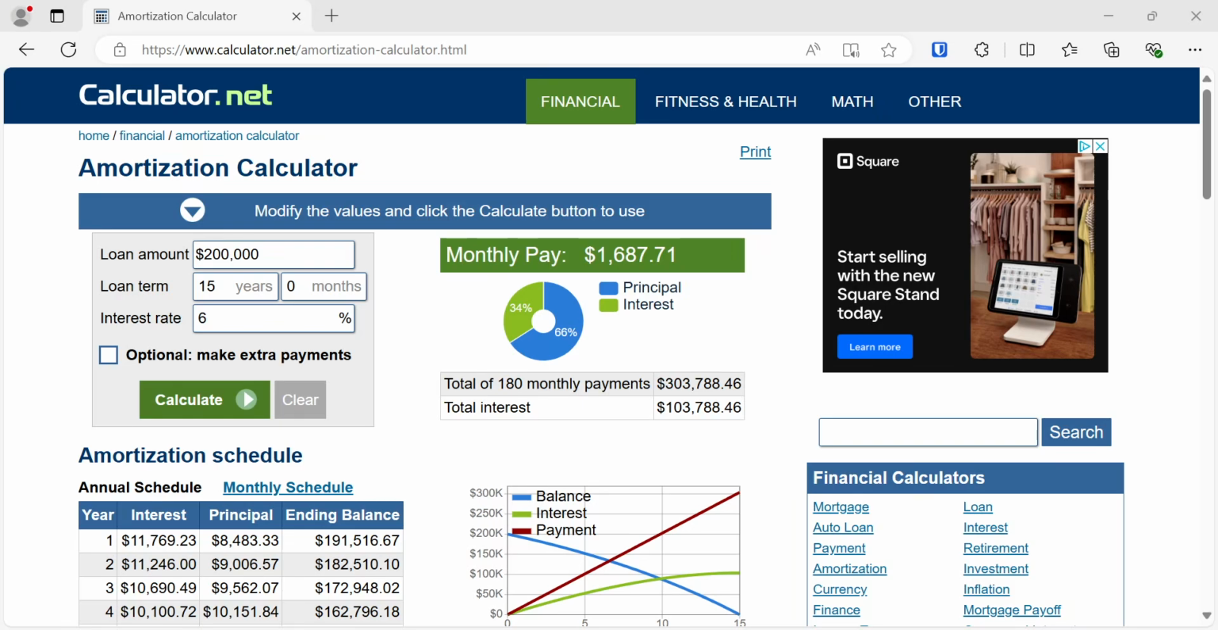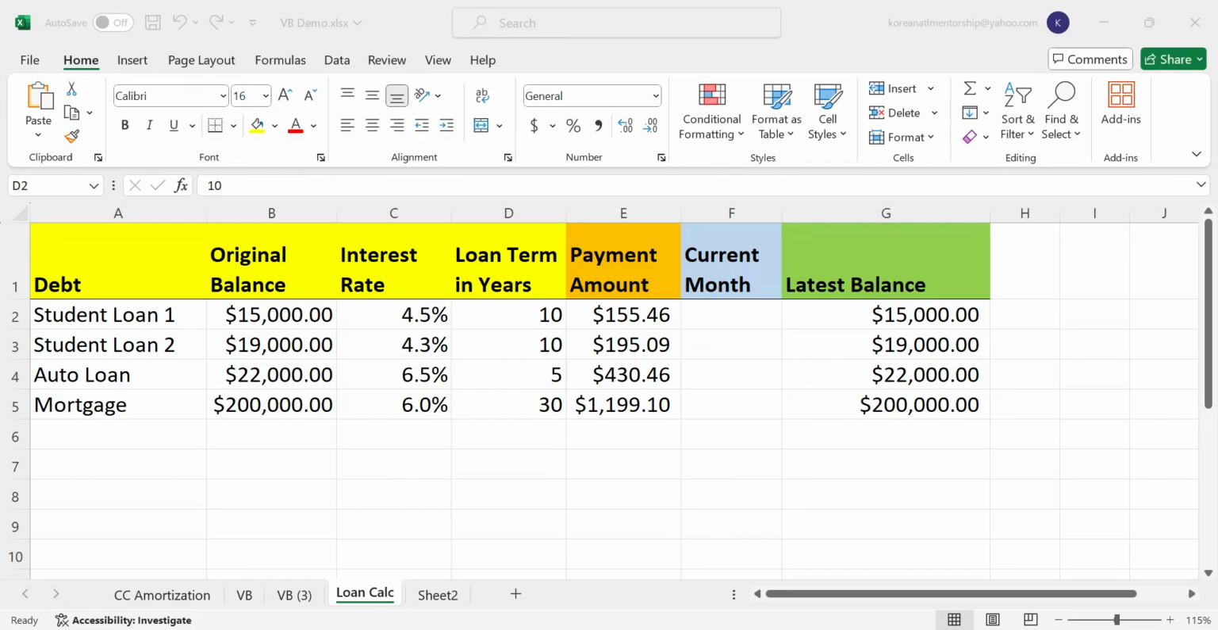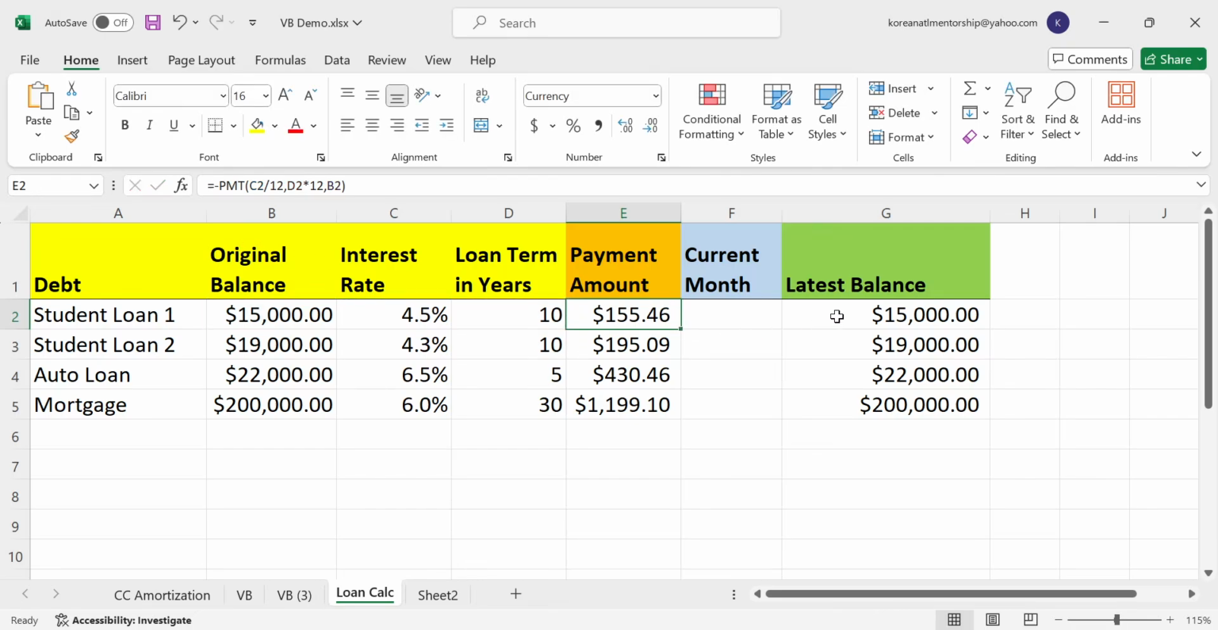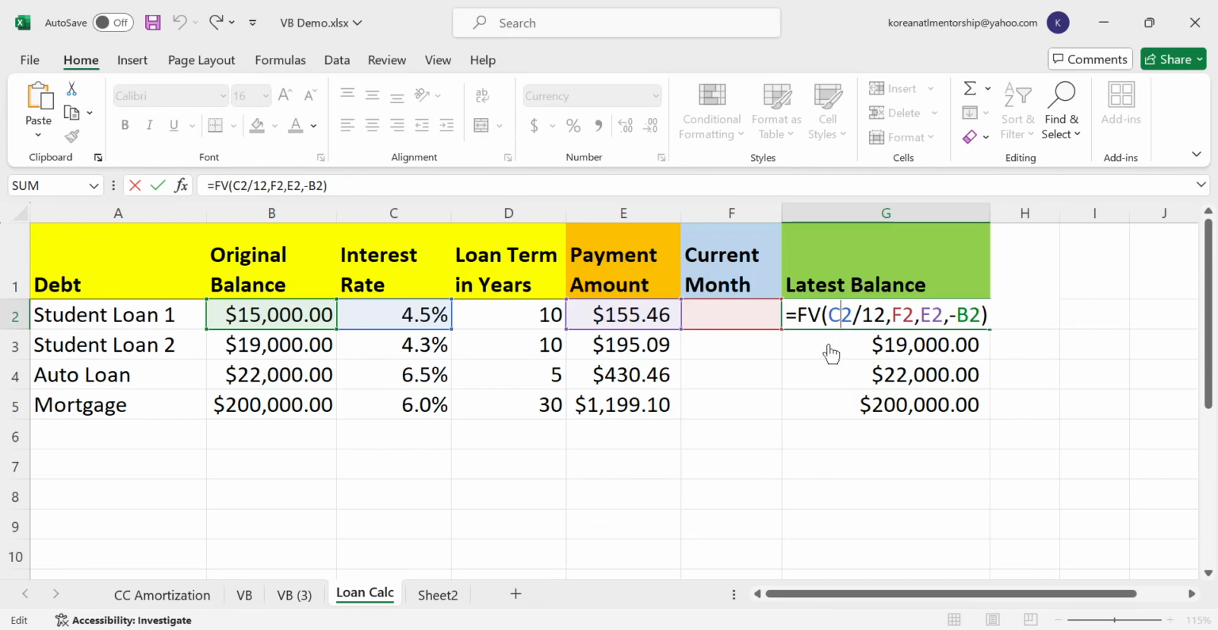So again, if you don't want to go to calculator.net and figure out the loan amortization schedules, you can do it directly within Excel, and all you need is the payment function right here. So PMT, and if you know how to input these three correctly, then you'll get the correct payment amount, and then the latest balance. So rate, number of periods, and then the payment amount. Then you can do it pretty easily, right? You just need to put in the correct formulas.